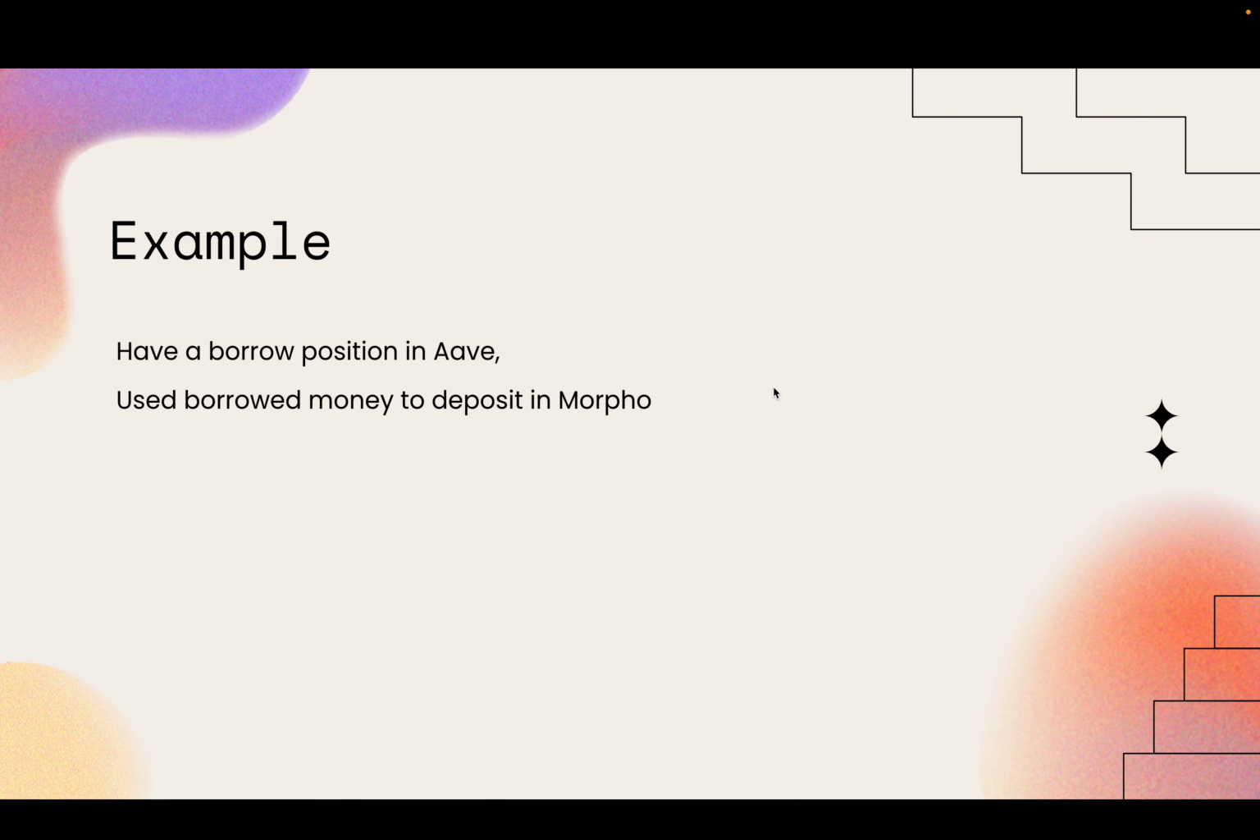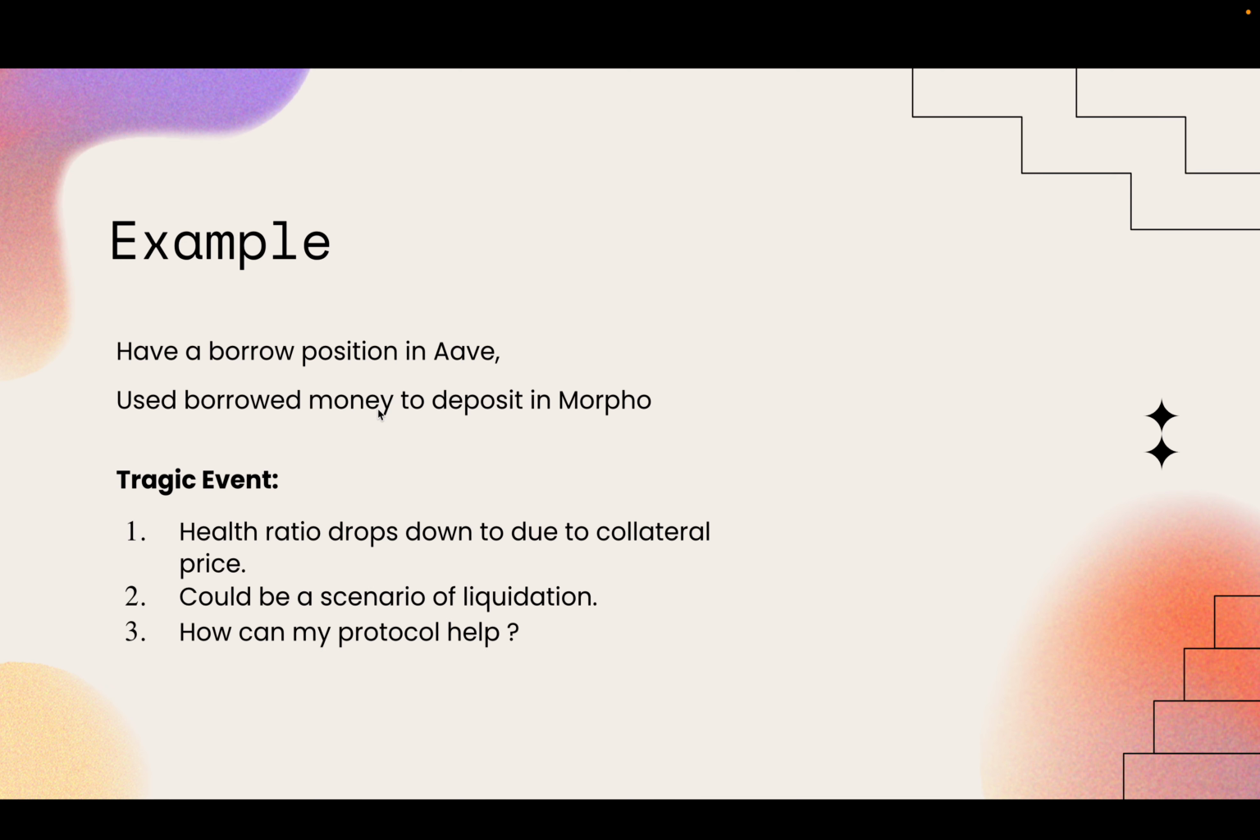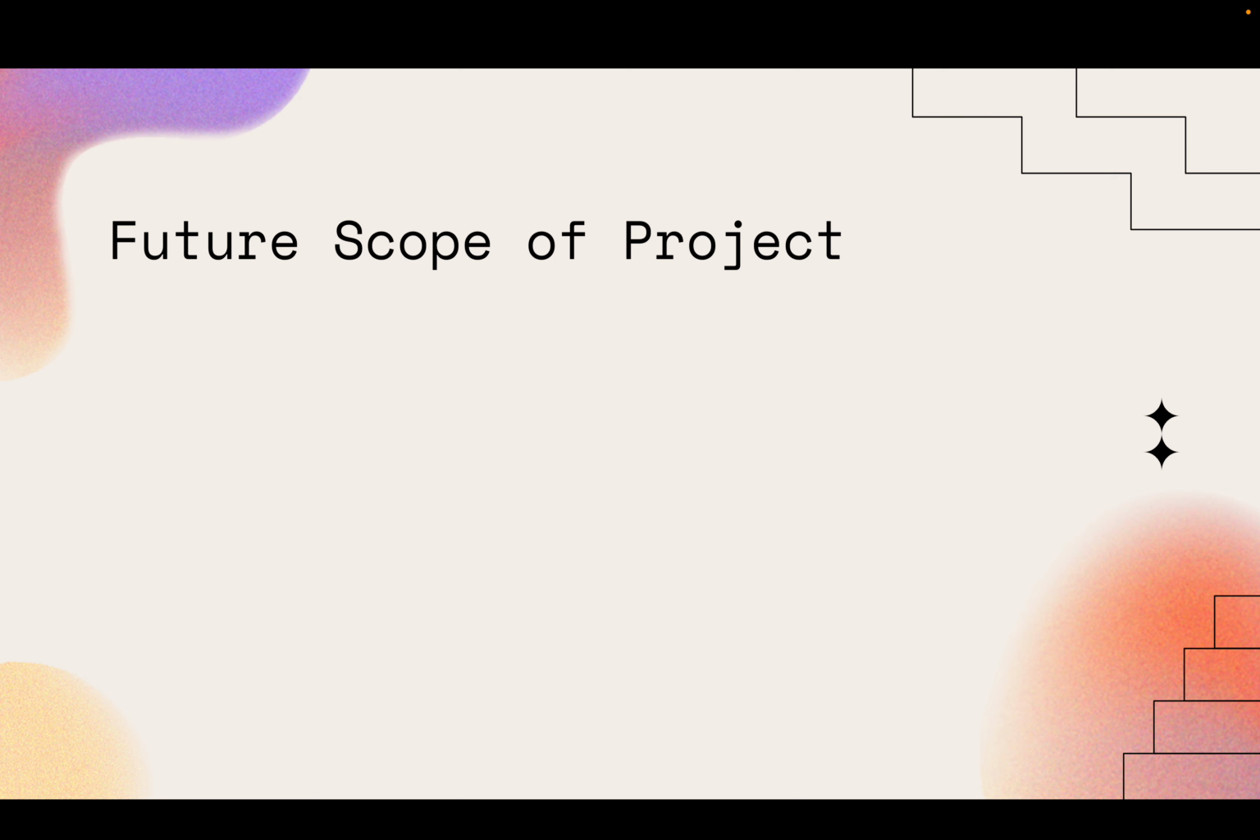Let's just take an example. You have a borrow position at Aave and you use that money to deposit into Morpho because they are offering higher yields. So what happens if the price drops? Let's just say it's a tragic event. The health ratio keeps dropping down, and there could be a scenario of liquidation. How can you solve it? That's the first thing. As of now, there is nothing interoperable between two lending protocols or even an exchange or anything like that. That's where my protocol, my project, kicks in, right?